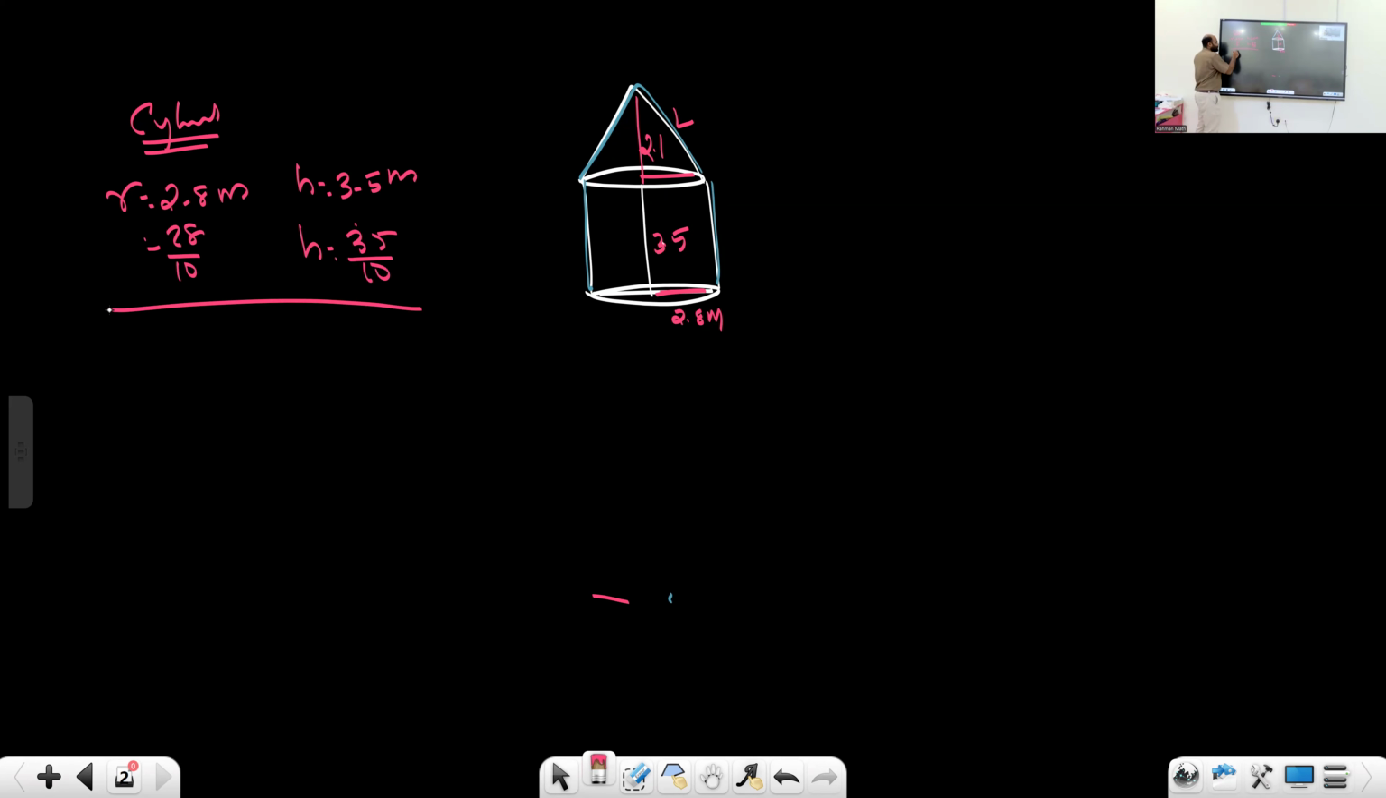Next, the cone. The radius is the same only, so no need to change it: 2.8 meter, that you can write 28 by 10. But the height is different, so use capital H. Capital H is 2.1 meter, that is 21 by 10.